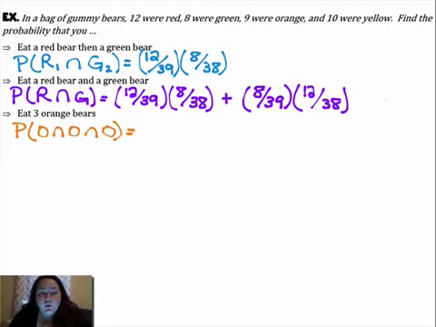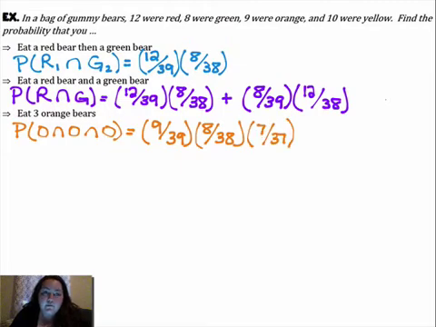If I eat 3 orange bears, well, I have 9 oranges to start with. So I have 9 out of 39 times my next bear, 8 out of 38. And then my next one, 7 out of 37.